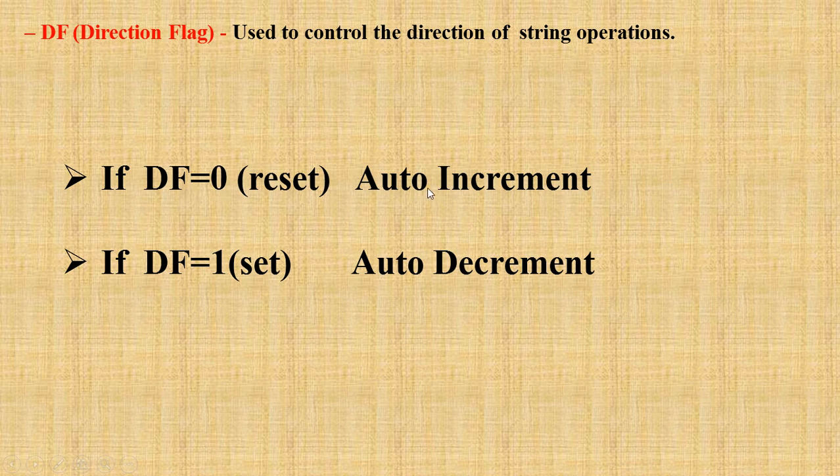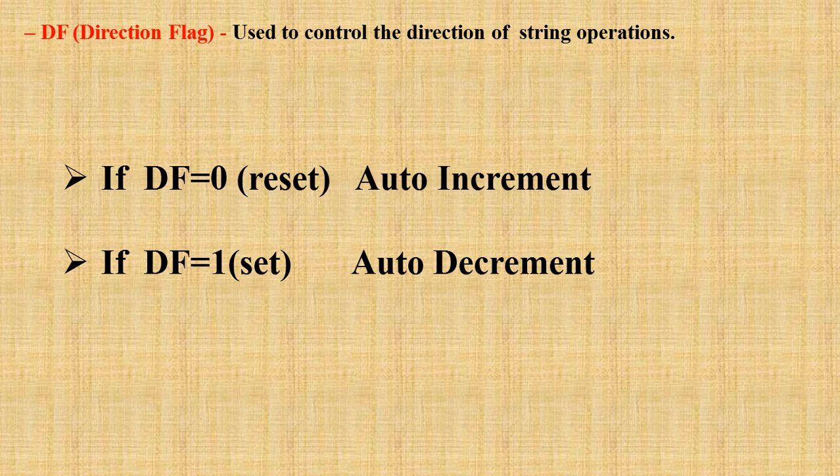Reset means auto increment. There will be a pointer like SI, source index, and DI, destination index. If you want to increment by 1 or by 2, then this must be 0. In some cases, I want to reverse the string. I want to decrement the pointer, auto decrement, like i minus minus. Automatically i plus plus is for auto increment, and this is for auto decrement. Therefore, it controls which registers? SI and DI.